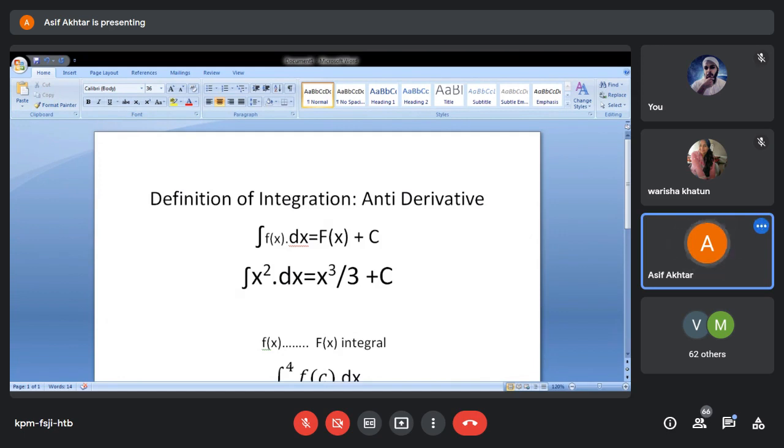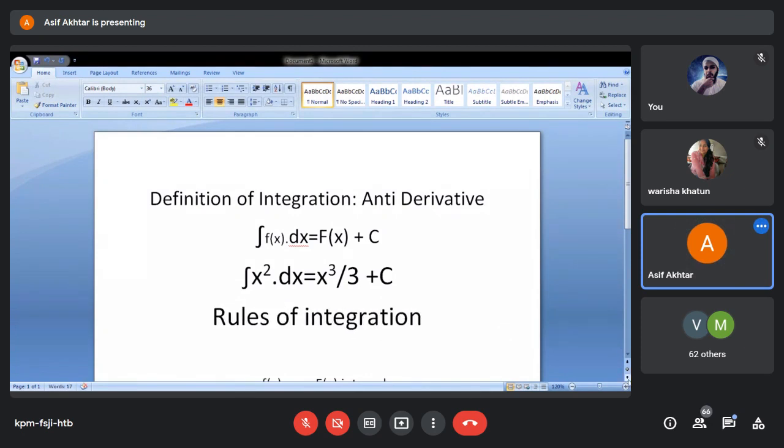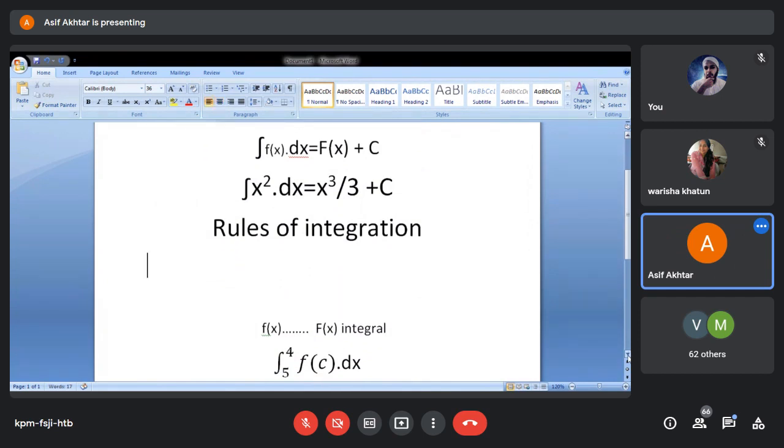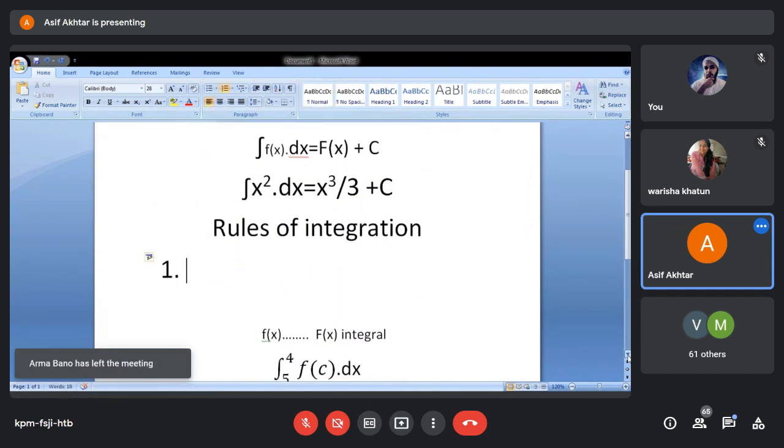Now, quickly, I would like to show you some of the basic rules of integration that will help you to understand it further. Please feel free to discuss if anything is not clear to you. Rules of integration. Integration of this.